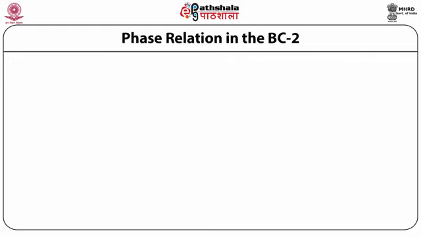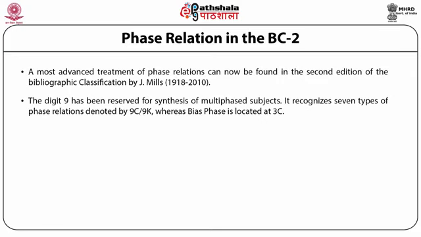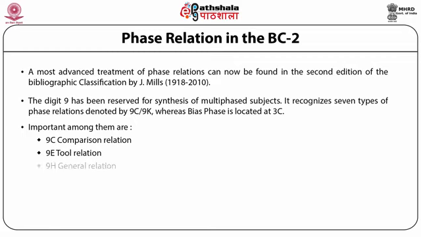Phase relation in the second edition of Bibliographic Classification, that is BC2. A most advanced treatment of phase relation can now be found in the second edition of the BC classification by J. Mills. The digit 9 has been reserved for synthesis of multi-phase subjects. It recognizes 7 types of phase relation denoted by 9C to 9K, whereas bias phase is isolated at 3C. Important among them are 9C comparison relation, 9E tool relation, 9H general relation, 9J influence relation.